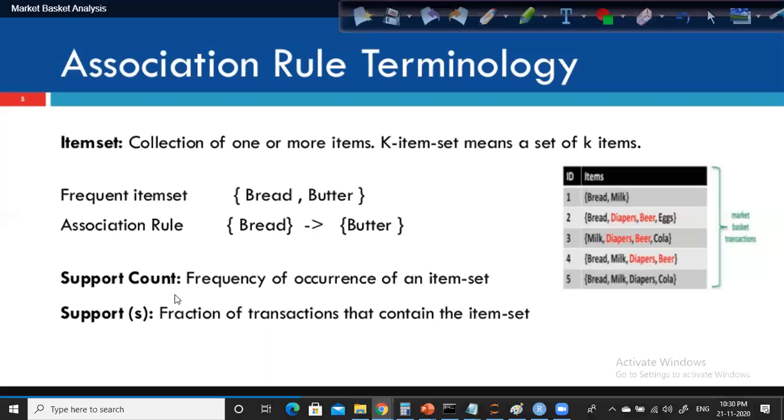The support count is the frequency of occurrence of an item set. That is what the support count is. How do we compute the support? How many transactions do we see where these two items are purchased together? 3 transactions out of 5. 3 out of 5. That is your support count.